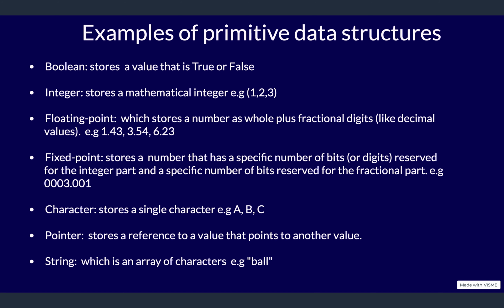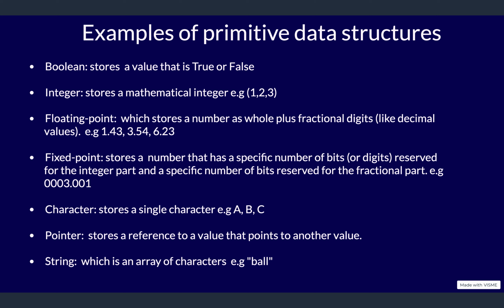Examples of primitive data structures. A Boolean. A Boolean stores a value that is either true or false. We have an integer. The integer stores a positive or negative mathematical integer. For example, we have 1, 2, and 3.